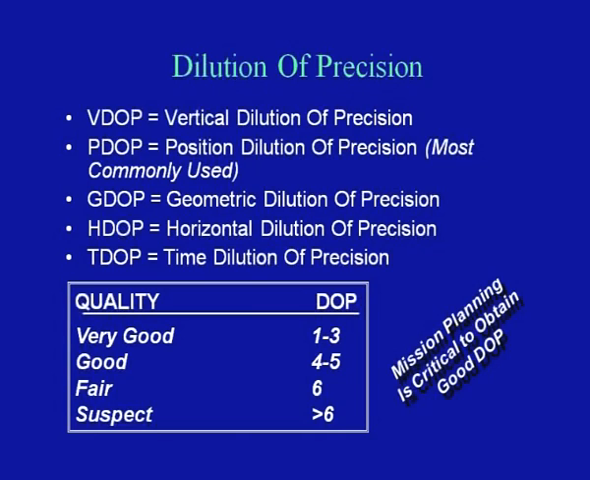Well, in order to have a good satellite geometry, if the value of DOP is between 1 to 3, it is considered to be a very good configuration. Between 4 to 5, it is a good configuration. If the value of DOP is 6, it is fair, and greater than 6, it is considered to be suspect, that is, the satellite geometry is not a good one.